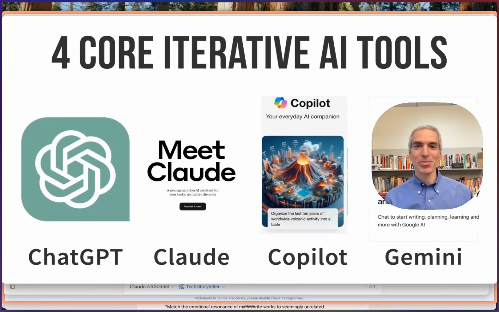So the tools I'm relying on for the most part are the four core iterative AI tools: ChatGPT, Claude, Google's Gemini, and Microsoft's Copilot. There are some other specialized AI tools, and there are many other new tools in development. One that I'll briefly mention is Notebook LM. But these four are a great starting point. If you already use one of them, that's a great place to start. And I'll show you a couple examples as we go.